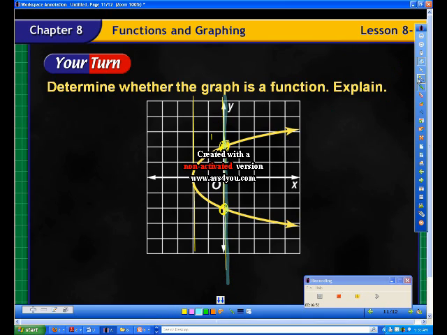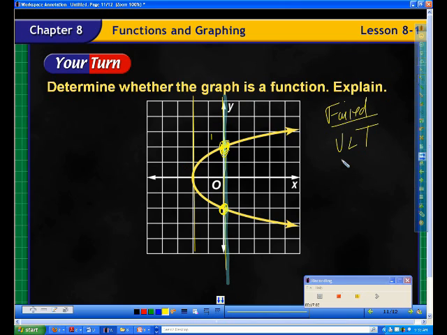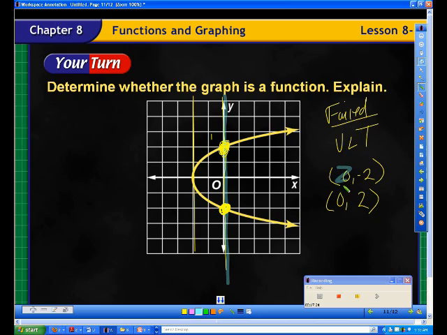Okay, the reason this is not a function, besides the fact that it failed the vertical line test, is this. If you look at the ordered pair that represents this point right here, it's (0, -2), because it doesn't go left or right, it just goes down 2. And then this one is (0, +2). It doesn't go left or right, it just goes 2 up. So here we go. We've got 2 of the same x values that have 2 different y values. So that means that this is not a function.